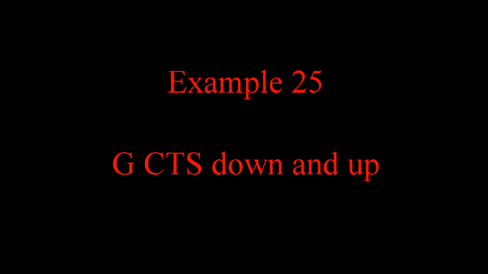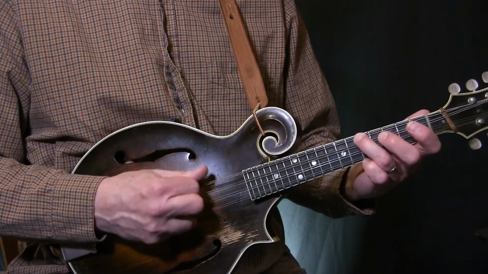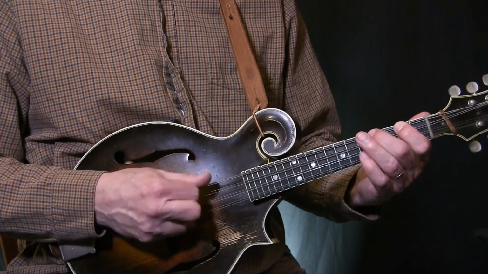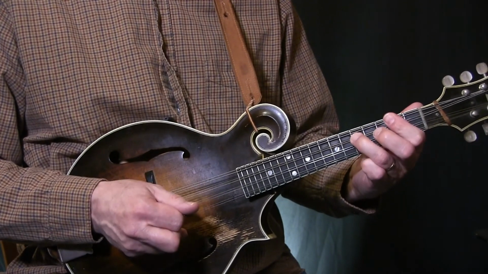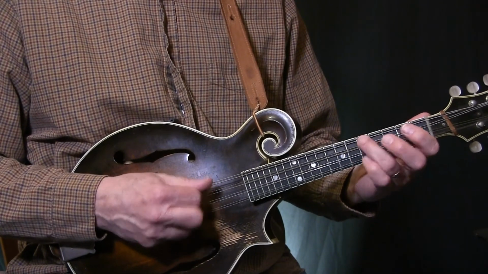In example 25, we're going to start on a D note and descend the G major chord tone scale. Then when we get to G, we're going to come up the chord tone scale to the G, the octave higher. One, two, three. One, two, three.